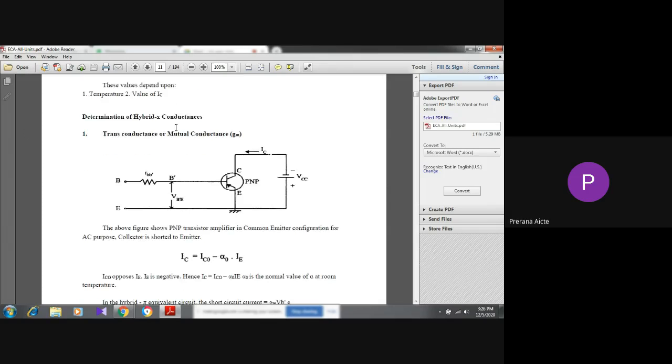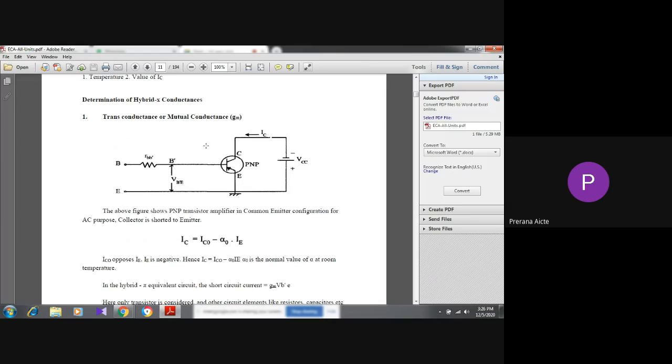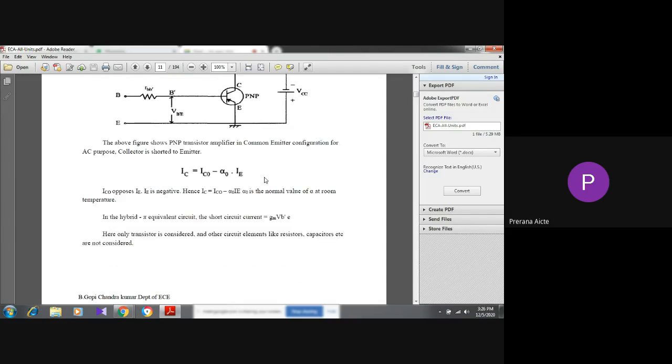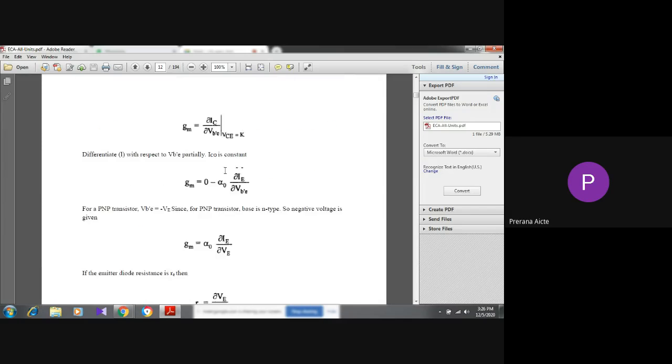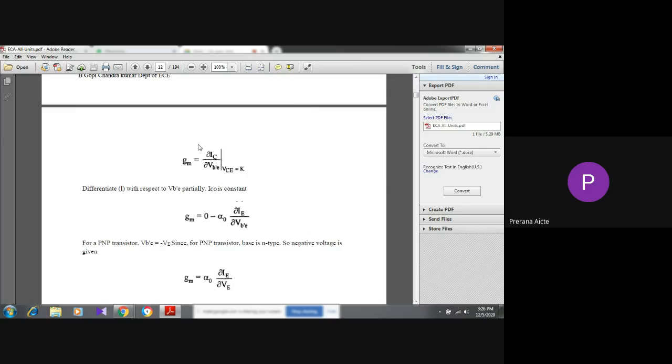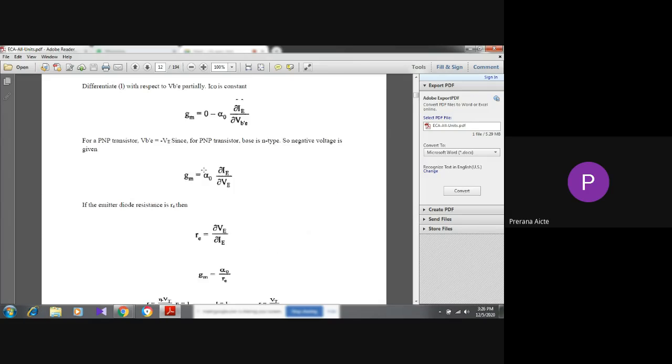Now, determination of hybrid pi conductances. How to calculate these, how to determine these hybrid pi conductances. These are the derivation parts. The first one is transconductance, or another name is mutual conductance, gm. To derive this, we consider this figure. From this figure, I am writing these formulas. IC is equal to ICO minus alpha into IE. In this, IC means total collector current, ICO is reverse saturation current, alpha means current gain, and IE means emitter current. By deriving these equations, these are the different steps.